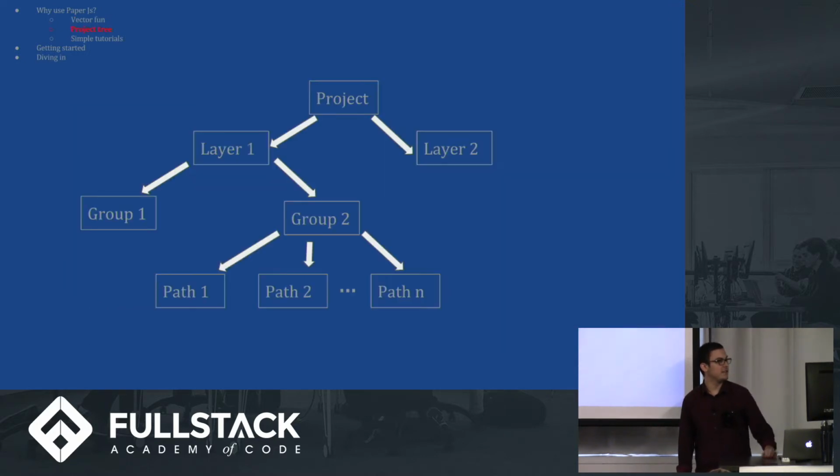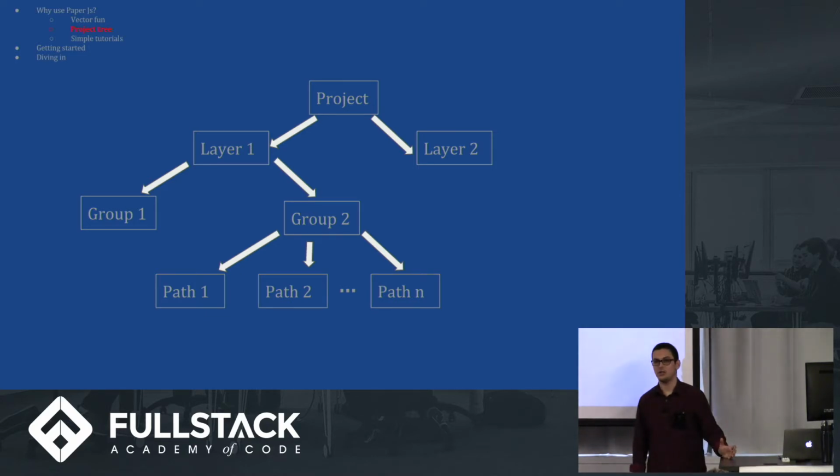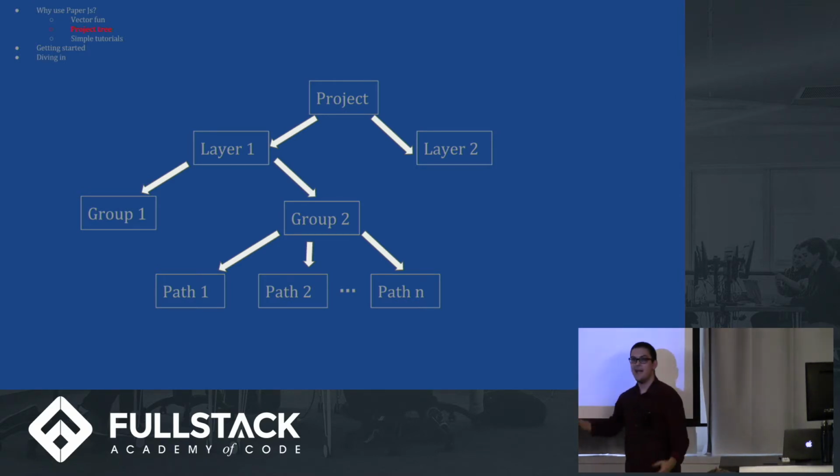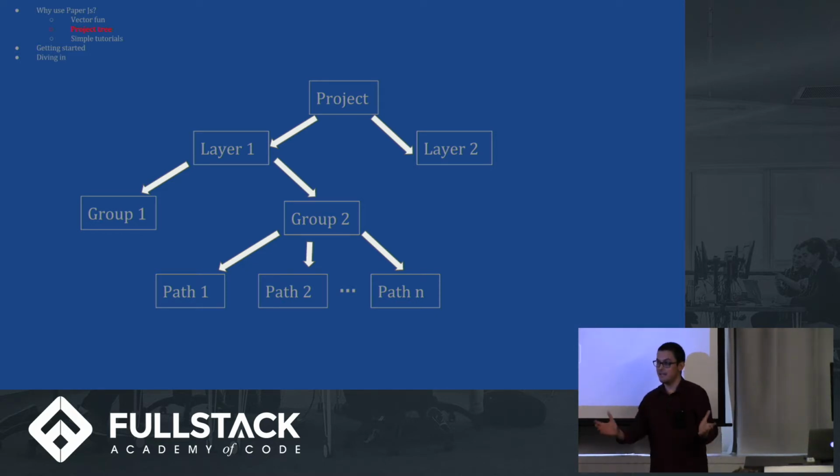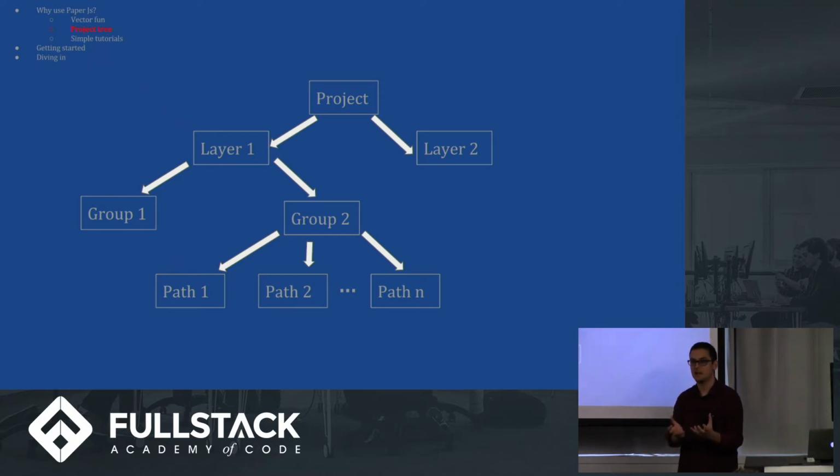All right, another advantage that Paper gives you is this project tree. It's a really neat way to organize all of your different shapes and paths that you're going to have. So let's start at the bottom, with this concept of a path. A path is just a shape or a line, or really any line that can close on itself, meaning making a shape. It doesn't have to. That's the most fundamental object we're dealing with. It's like the atom of your project.